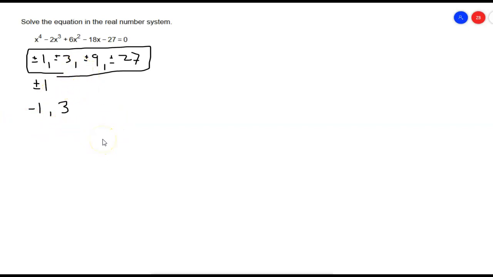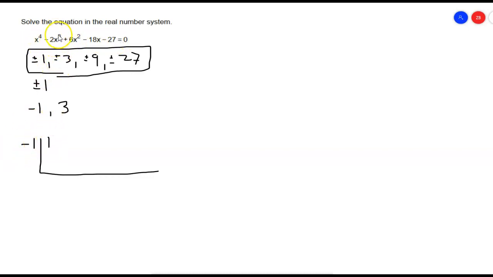The next thing that we want to do is use synthetic division in order to reduce this from a 4th degree polynomial down to a 2nd degree polynomial, since we know 2 of these zeros. So let's do the negative 1 first. Using synthetic division I make a line like this, and then I'm going to put all the coefficients from my original equation in order.